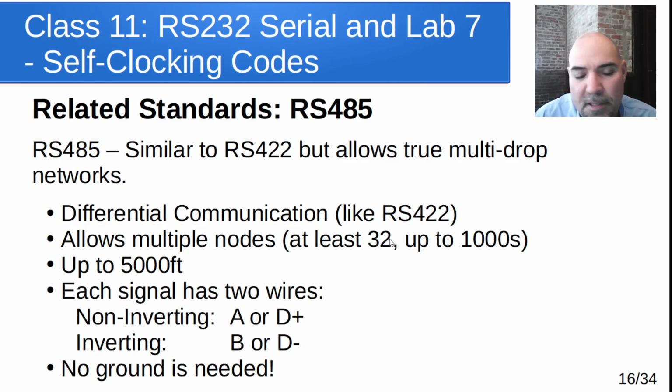Each signal, or really there are only two signals, which are a non-inverting signal A, sometimes called D+, and the inverting signal B, sometimes called D-. And again, they're just this way or that way. They switch. And notice, because they are differential, we don't even need a ground. So you can have this RS485 network that just has two wires that connect to thousands of devices and have them all be able to communicate with each other.